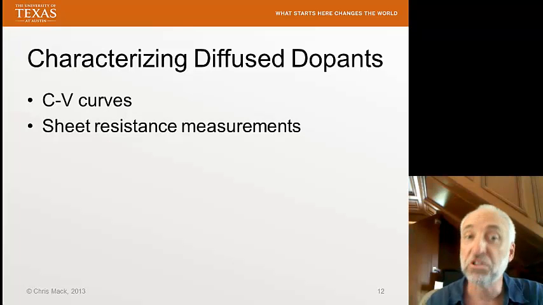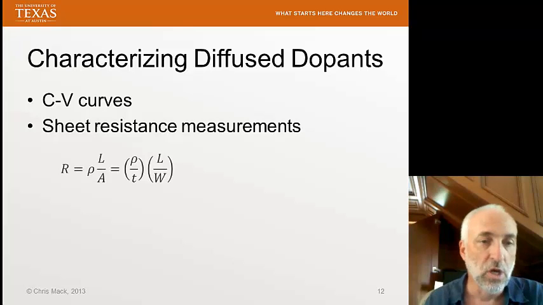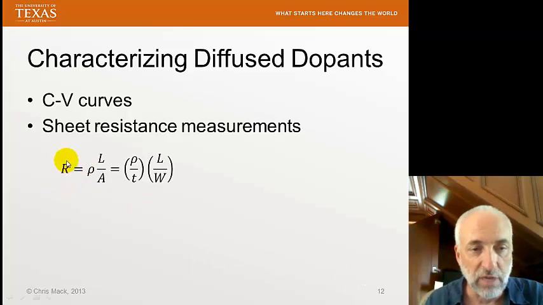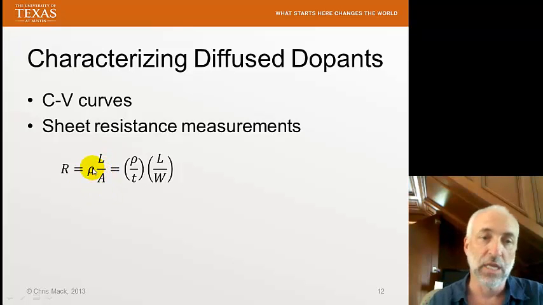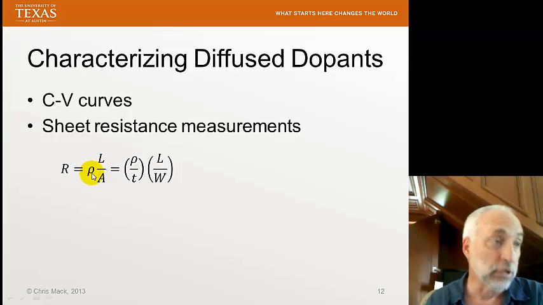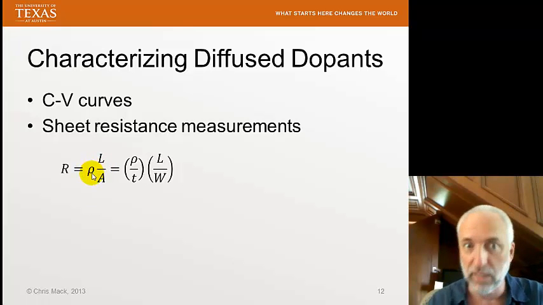We could also do sheet resistance measurements. Let me explain what sheet resistance is. We saw before that the resistance of a structure is the resistivity of the material times L over A, where L is the length and A is the cross-sectional area. The resistivity, as we know, is a function of the amount of doping in a semiconductor.